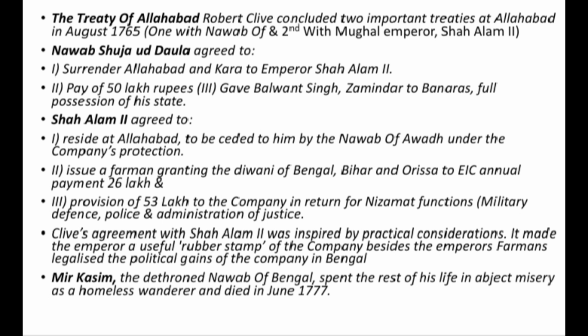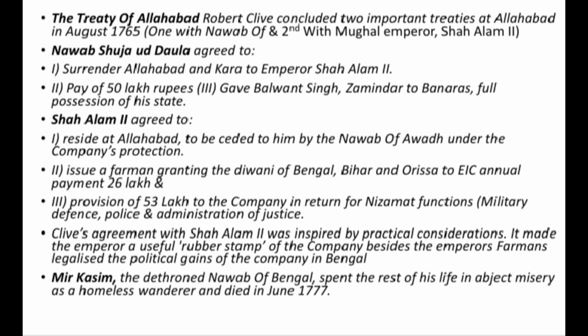Clive did not want to annex Awadh because it would have placed the company under an obligation to protect an extensive land frontier from Afghan and Maratha invasions. The treaty made the Nawab a firm friend of the company and turned Awadh into a buffer state. Similarly, Clive's agreement with Shah Alam II was inspired by practical considerations. It made the emperor a useful rubber stamp of the company. Besides, the emperor's farman legalized the political gains of the company in Bengal.